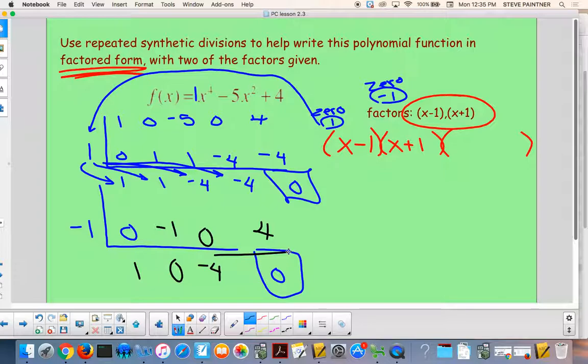Okay, so this should be a 0, which means it's a factor times a factor. You did it wrong, because you were using the answers from the top as your things to multiply. It's supposed to be a 0 and not a 1. It's supposed to be 1, 0, negative 5, 0, 4 on the top. No, you did it right.